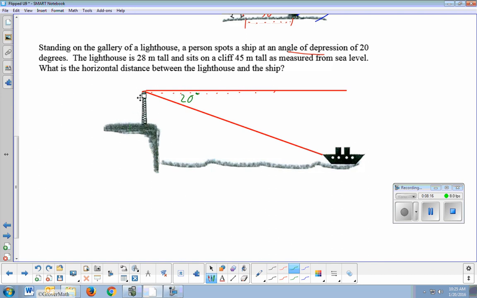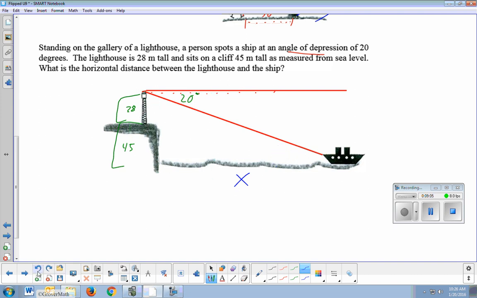The lighthouse is 28 meters tall. So that's that length. Excuse me. And sits on a cliff 45 meters tall. So how can we find the distance between the lighthouse and the ship? Well, you actually have two options here on what triangle you work with. We could work on this triangle here, which most students usually prefer. But the one thing you're going to have to realize is that this 20 degrees is not this 20 degrees. You have two options: this 20 degrees is going to be alternate interior with this 20 degrees, or you could do the complement of 20 degrees, which would be 70 degrees here. So you could do that.